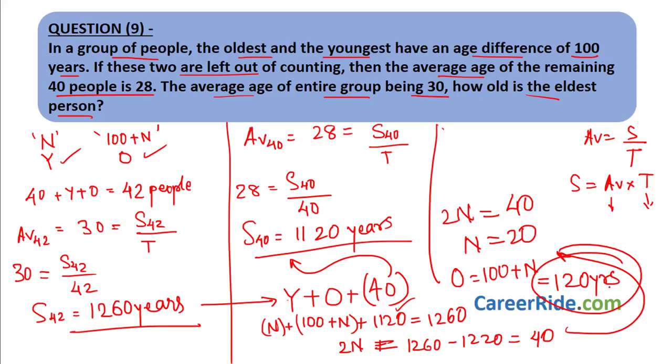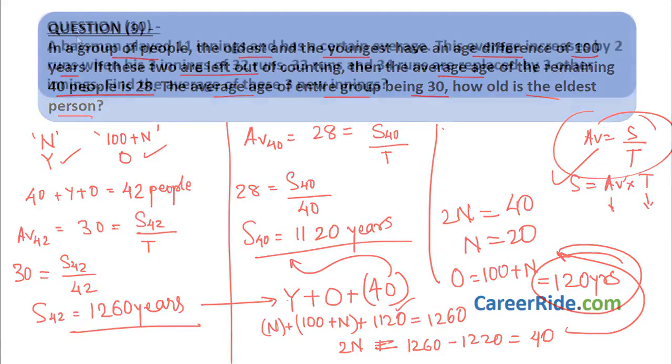See how easily we have calculated the age of the oldest person. We used only the simple formula of average and total sum. These two concepts help you solve everything. Moving on to the next question.